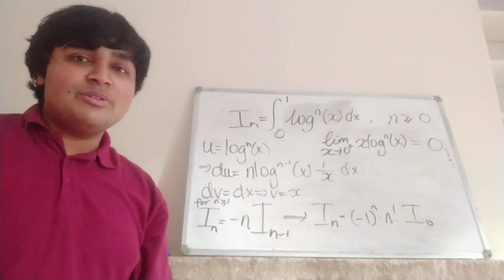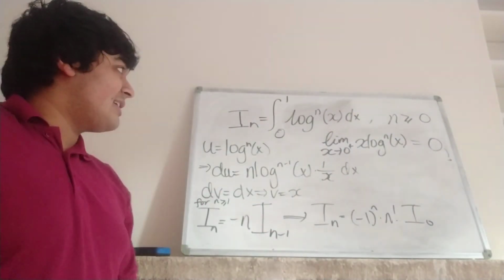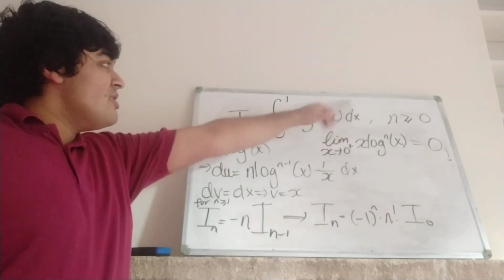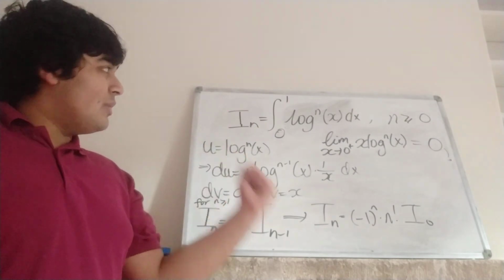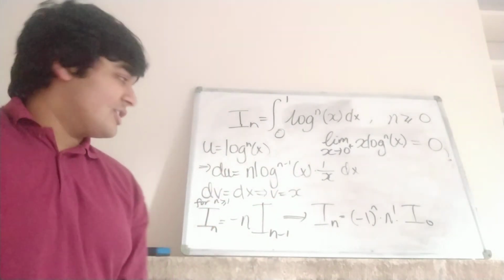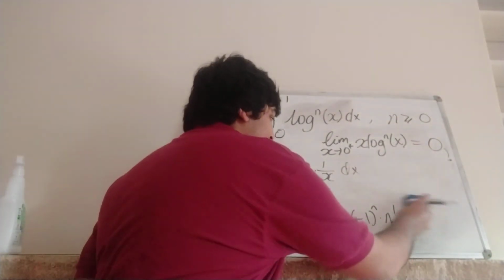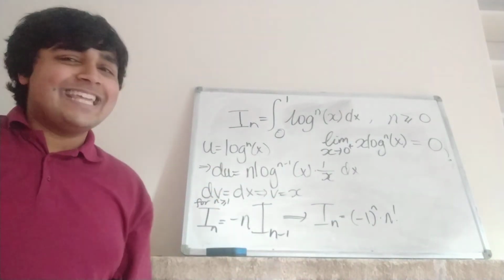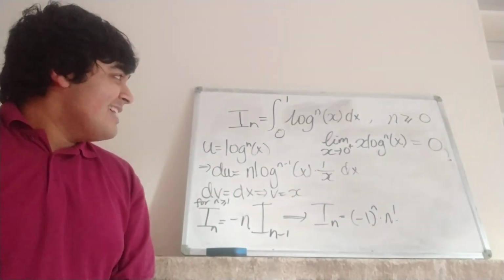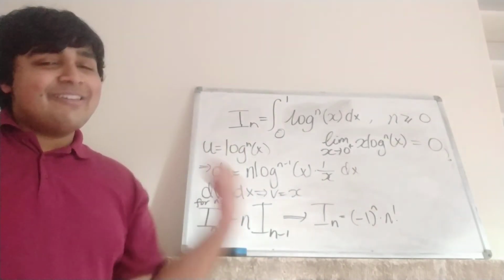Now I guess the last thing to do is just check what I_0 is. Well, that's the case when n equals 0. So we've got (log x)^0, which is just 1. So we're just integrating 1 from 0 to 1, so of course that's just 1. So this thing here is 1. A lot of 1s. So I_n is equal to (-1)^n times n factorial. And that is our integral evaluated.